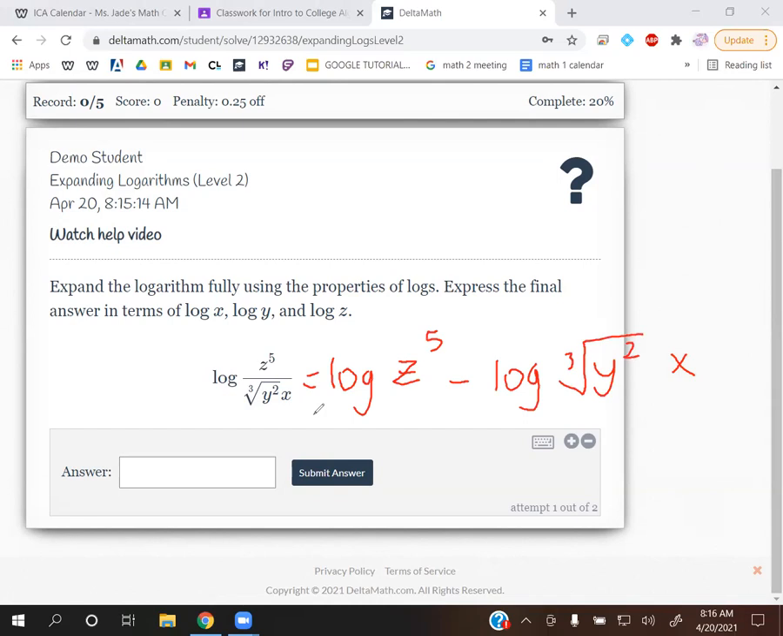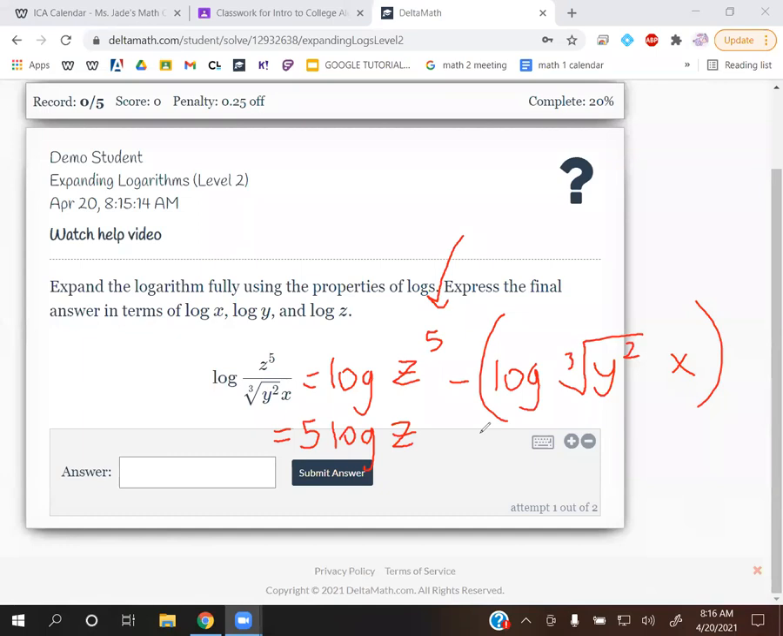Okay, so for this beginning log, the log of z to the power of 5, we can switch that one by moving our exponents into the front, as you probably already know. So 5 log z. So that part's done. Okay, this next piece that I'm putting in parentheses now, we can switch that up quite a bit.